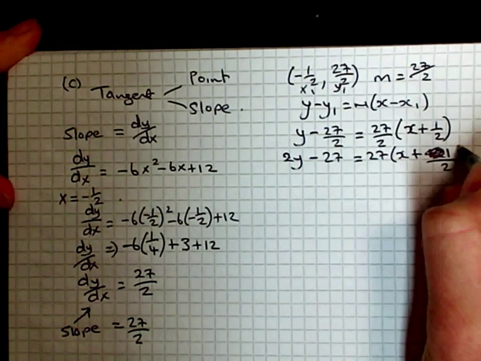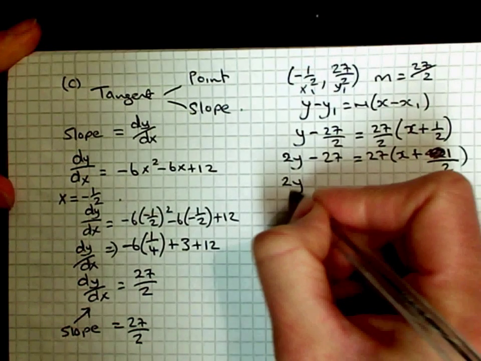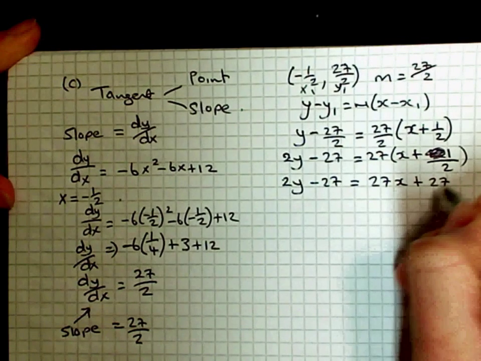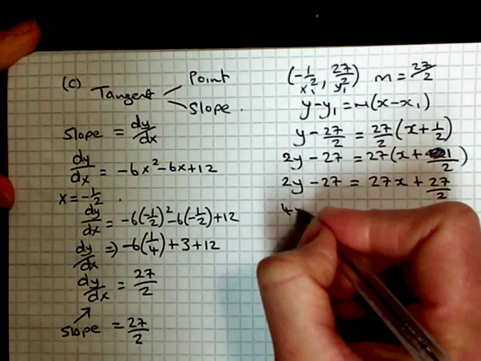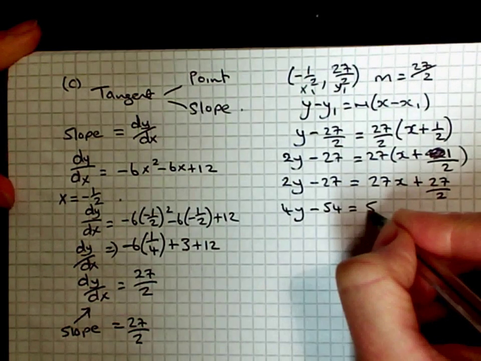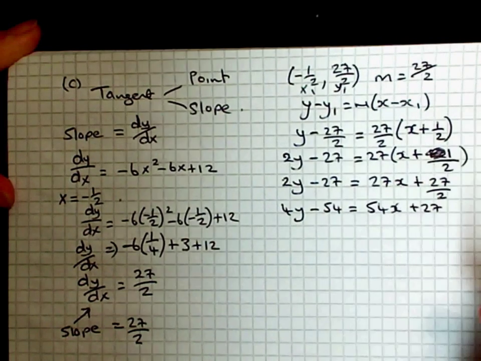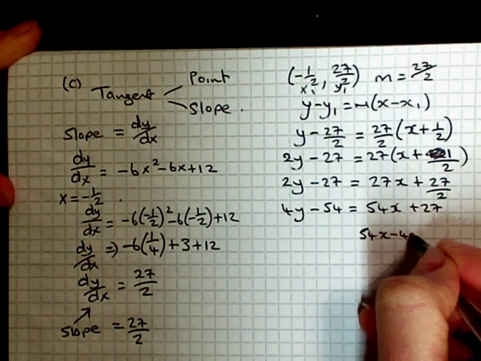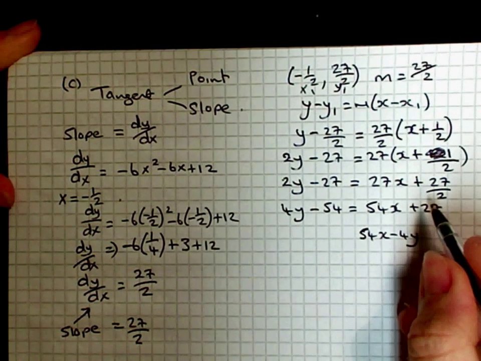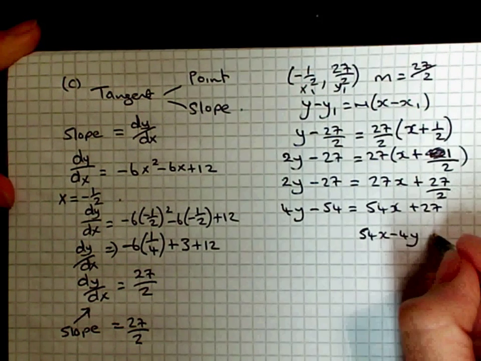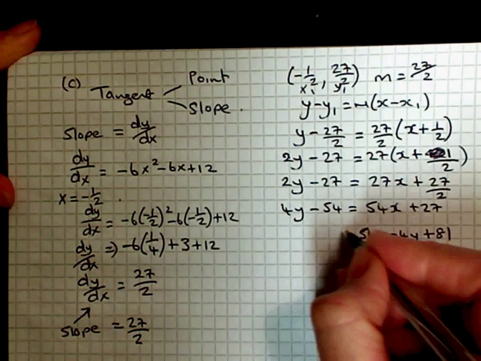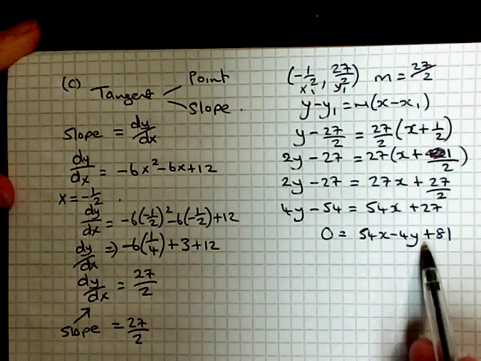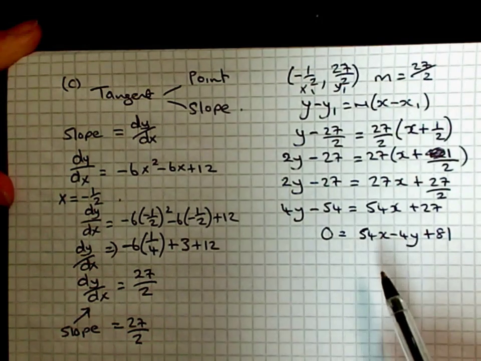X plus a half, okay? So you're going to have 2y minus 27 is equal to 27x plus 27 all over 2, multiply across by 2 again, so 4y minus 54 is equal to 54x plus 27. And I'm just going to rearrange it, so 54x minus 4y, now we have plus 27, and when I bring over the minus 54 it becomes plus 54, so that's going to be plus 81, and that is the equation of the tangent at the point of inflection, 54x minus 4y plus 81.